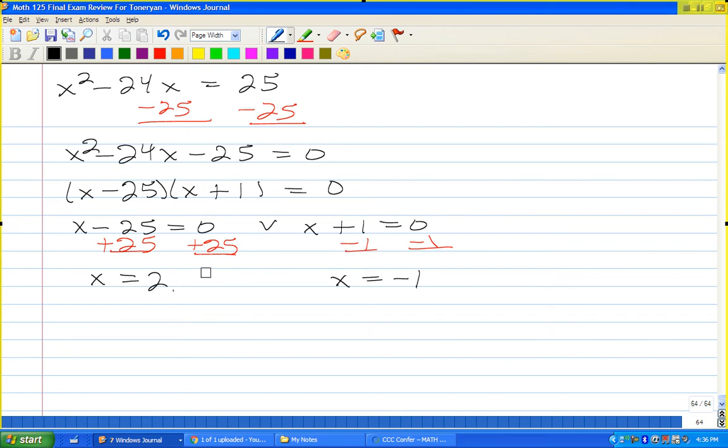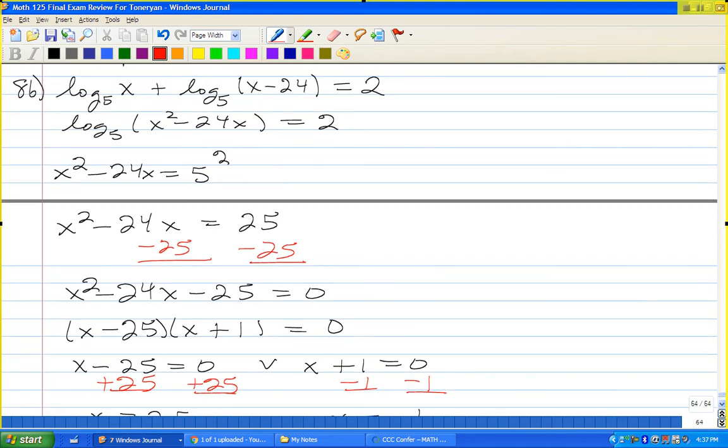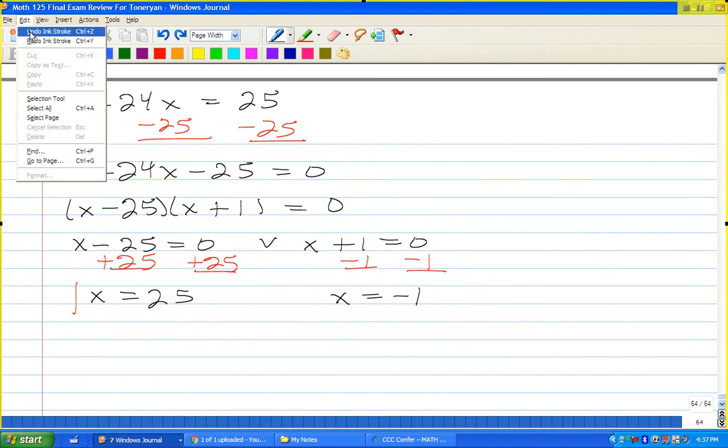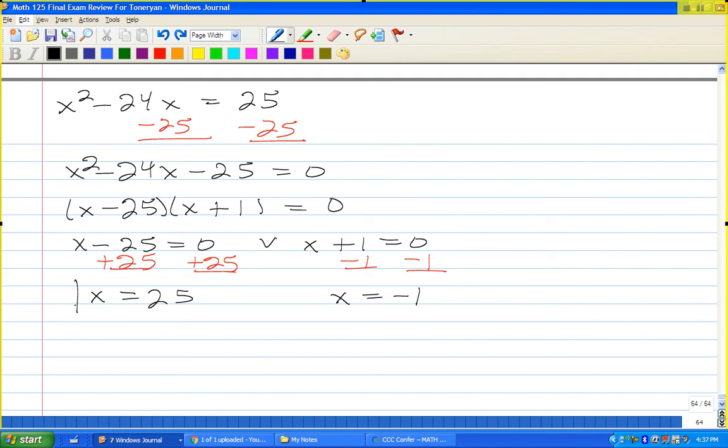Now let's determine that these are not extraneous solutions, because you do not want to take the logarithm of a non-positive quantity. Well, 25 is positive, so I can take the log of 25. 25 minus 24 is positive, so I can take the log of 1. And so x is equal to 25.